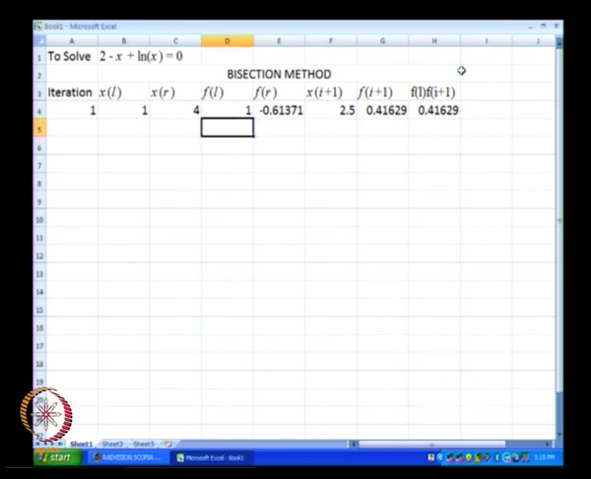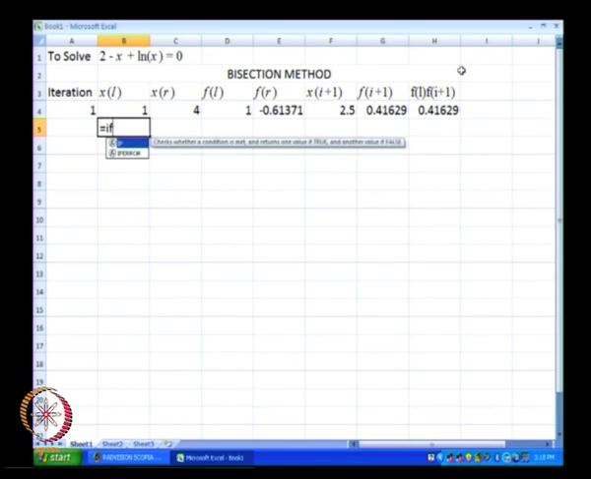As we know, if the product of f of L multiplied by f of I plus 1 is a positive number, that means essentially x of I plus 1 lies on the same side of the solution as x of L. As a result, we are going to replace x of L with x of I plus 1. So, what we will write over here is, if f of L multiplied by f of I plus 1 is greater than 0, then x of L is going to be equal to x of I plus 1, else x of L is going to be equal to the previous x of L. That is what we have written over there.